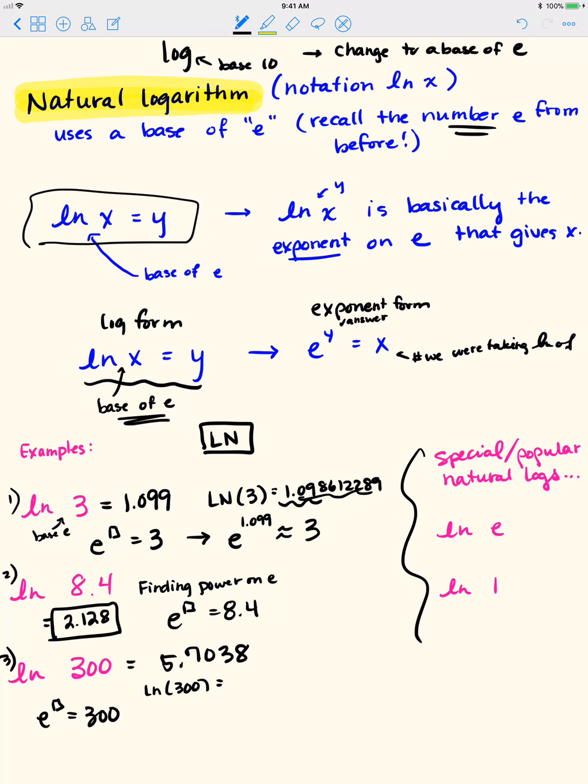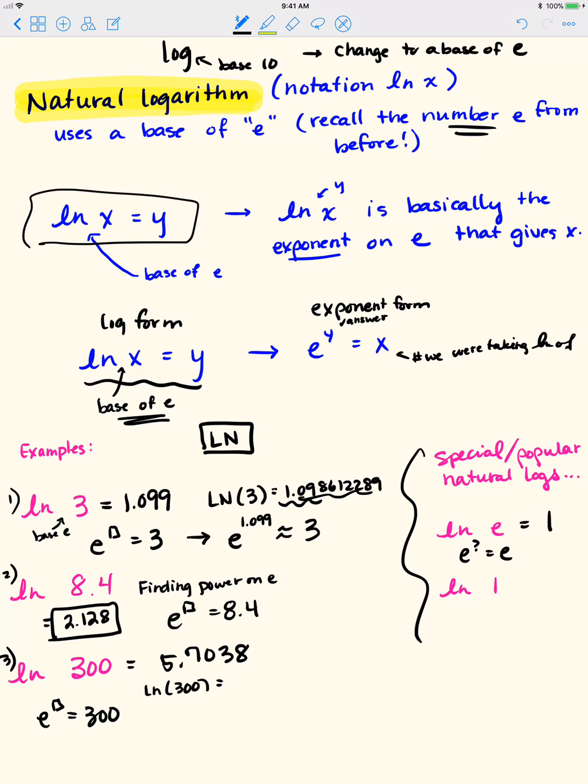The same two special ones exist for the natural log as they did for the common log. If you take the natural log of e, a natural log has a base of e, so it's like asking: e to what power would give you e back? That power is just going to be 1. So the natural log of e ends up being the answer of 1.